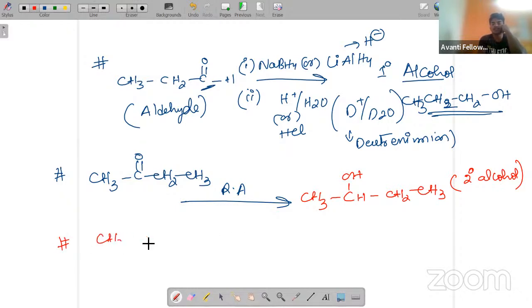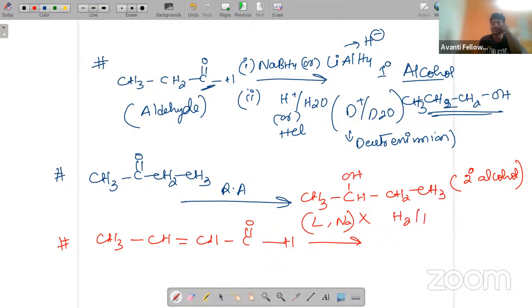Now CH3, CH double bond, CH, C double bond O, H. Here LiAlH4 and NaBH4 will not work. Only H2 in the presence of palladium will work. That means these can reduce, but they cannot reduce alkenes. I'll take another slide.